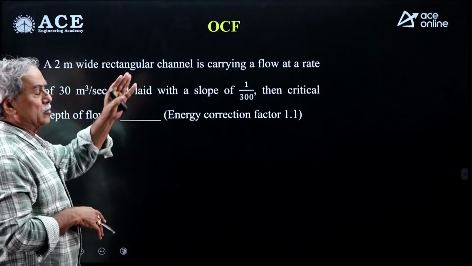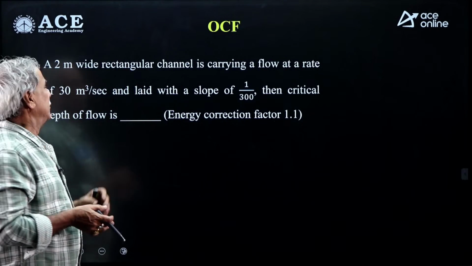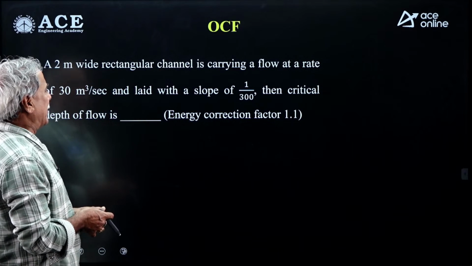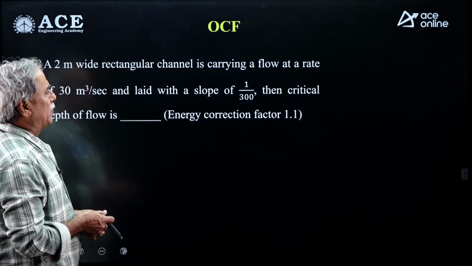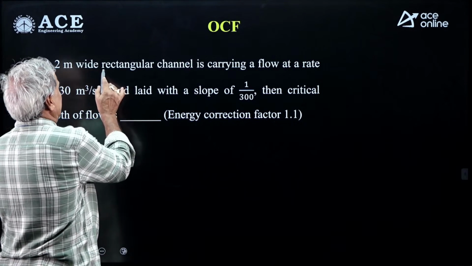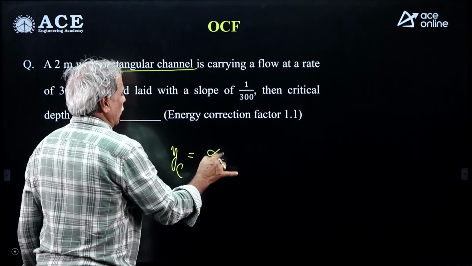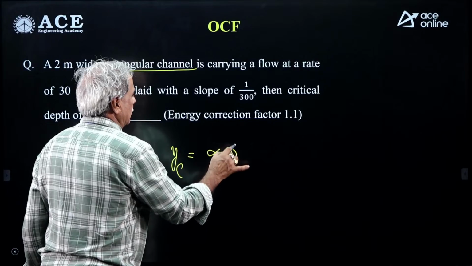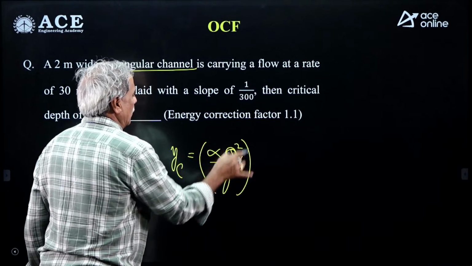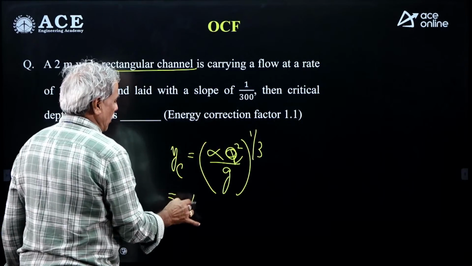A 2 marks question in open channel flow. Hydrology, only one question received. A 2 meter wide rectangular channel is carrying a flow at a rate of 30 cubic meters per second, laid with a slope of 1 by 300. What is the critical depth of the flow? It is a rectangular channel. Yc is equal to alpha into q square by g, this is small q, whole power 1 by 3. Alpha is 1.1.